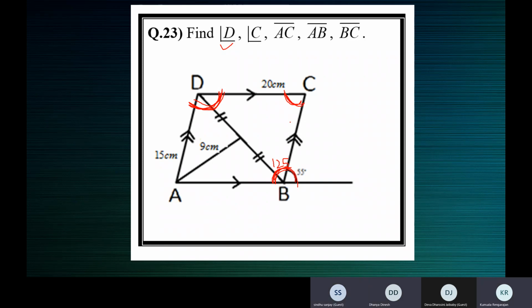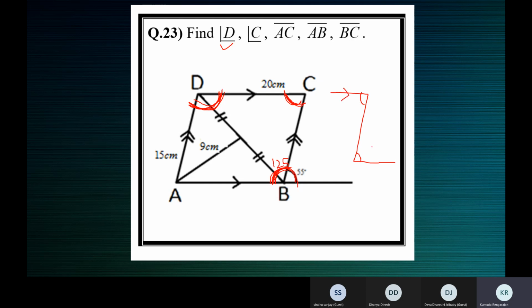Ma'am, adjacent angles are supplementary. Alternate angles, ma'am. You can do both, correct. Either you can say B plus C is equal to 180, because adjacent angles are supplementary. Or parallel line, transversal, parallel line: alternate angles are equal.